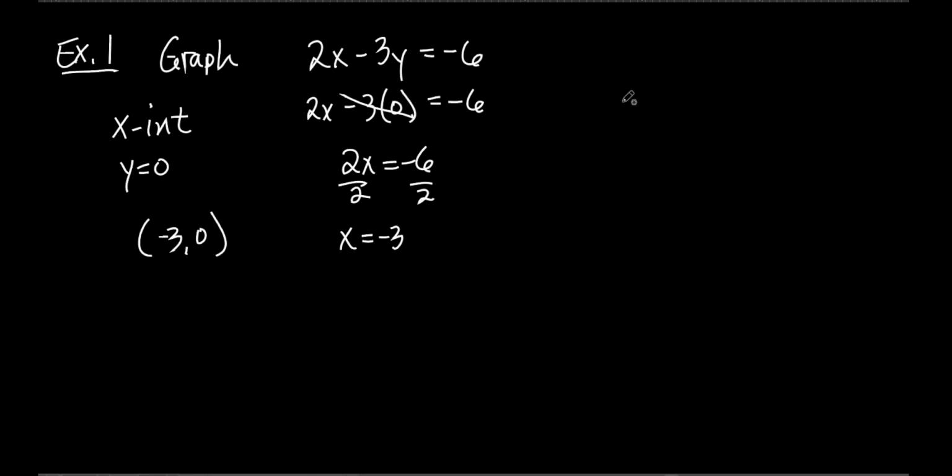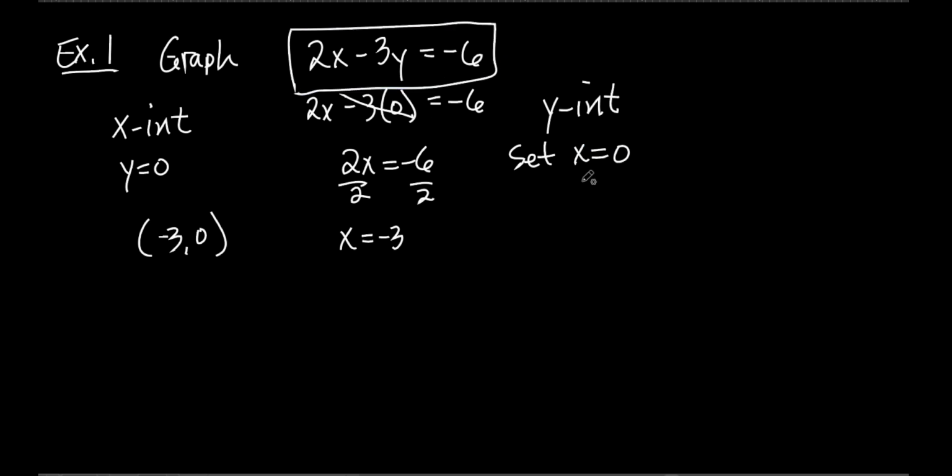So let's do this over here. Let's find the y-intercept. So what do we do to find the y-intercept? We set the x equal to 0 this time. Not the y, but set the other one equal to 0. So we're going to keep that same equation right there. But instead of putting a 0 in for y, we're going to put a 0 in for x. So let's do it. So it's 2 times what? 0 minus 3y equals negative 6.